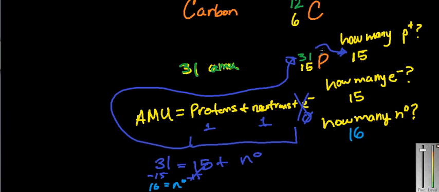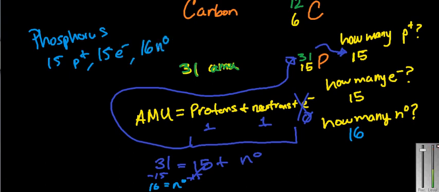So phosphorus has 15 protons, 15 electrons, and 16 neutrons. And we got all of that information just from knowing the atomic number.